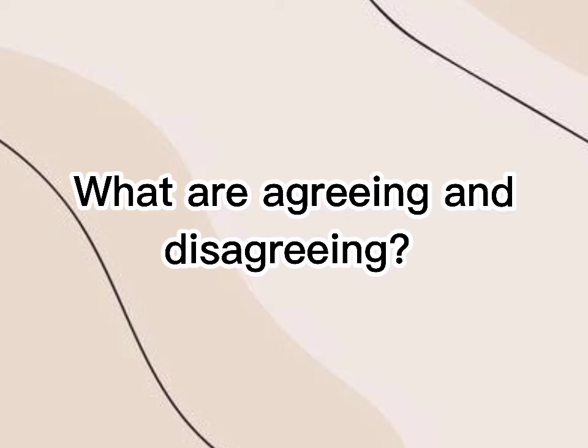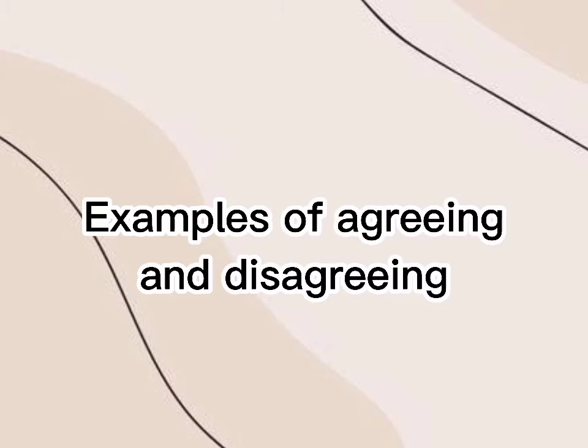In this part, I will explain what agreeing and disagreeing are, examples of agreeing and disagreeing, and perform an example of agreeing and disagreeing conversation. Agreeing means having the same opinion or the same mind. Meanwhile, disagreeing means having a different opinion or mind.